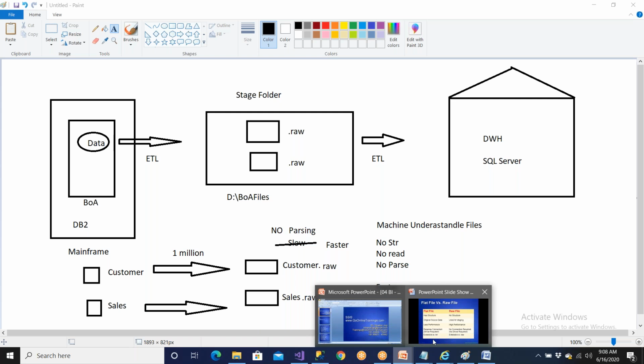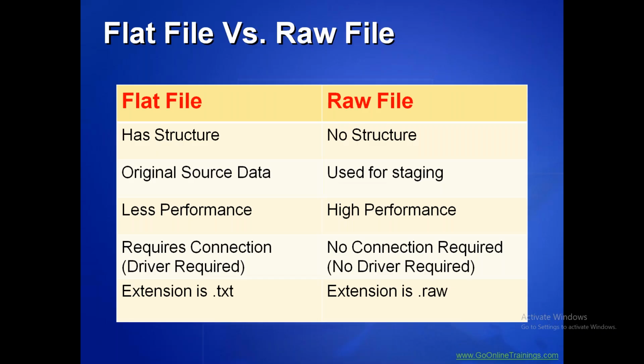A flat file has a structure because a human has to read it. A raw file doesn't have a structure because it is not meant for a human to read. No structure. It can manage whatever it wants to have. For the original data source, if you want to store the data somewhere and read it, then it is better to go for a flat file. But if I don't want to read any data and it is used for staging purposes, staging meaning temporary purposes, I don't want to read anything, then I go for a raw file.